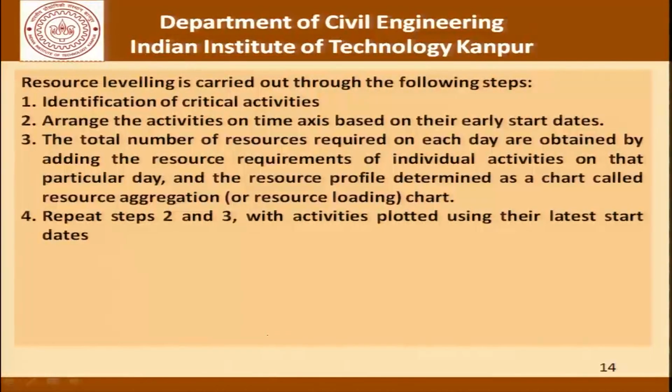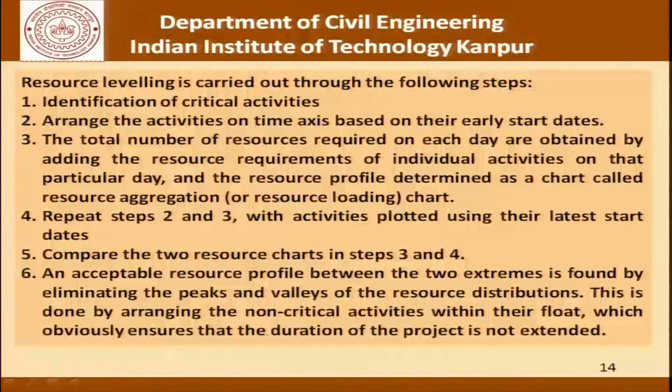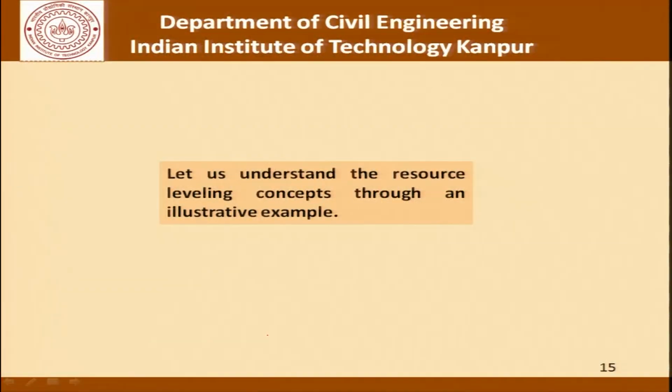Repeat steps 2 and 3 with the activities being plotted using their latest start dates, comparing the two resource charts, that is, that determined in step 3 and 4, and finding out an acceptable resource profile between the two extremes, eliminating the peaks and valleys in the resource distribution. This is done by arranging the non-critical activities within their float, which obviously means that the duration of the project is not compromised. Let us go through a simple example to understand this concept.